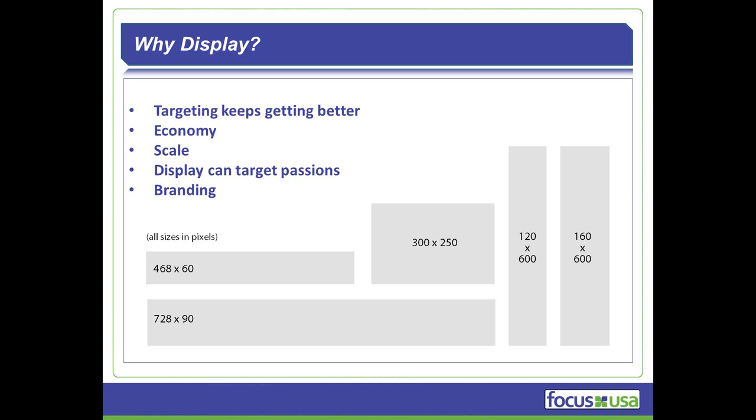Display can target passions. Gorgeous interactive ads can be strategically placed near relevant editorial content. And finally, branding. Successful branding campaigns involve strategy and multi-channel effort. Branding through display is accomplished with good creative, graphics, and a call to action. Banner ads are typically 1/2 branding and 1/2 direct response.